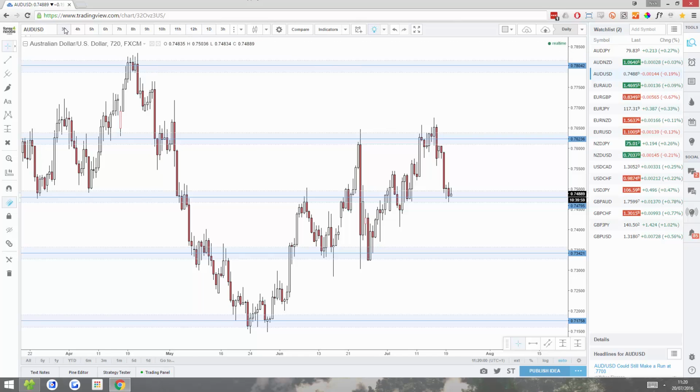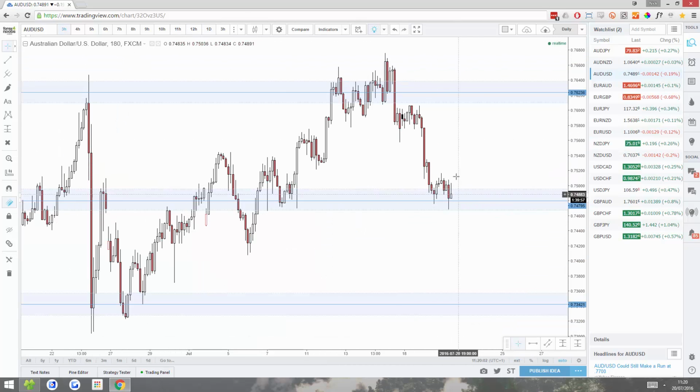AUD USD. Now, I already took a losing trade on AUD USD this week. Actually, that made the third trade in a losing streak. I am in a losing streak of 3 trades. I'm not too bothered by that. It happens. I mean, statistically speaking, I am due for a losing streak. Well, not due for a losing streak. That's not how it works.